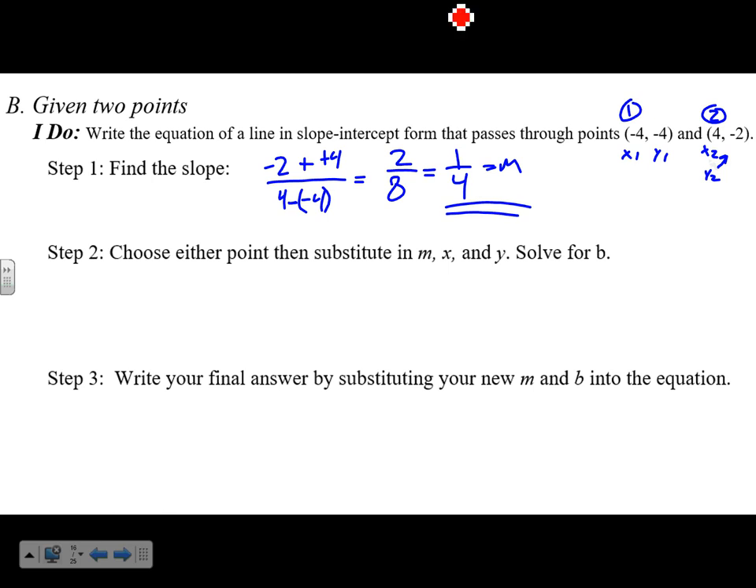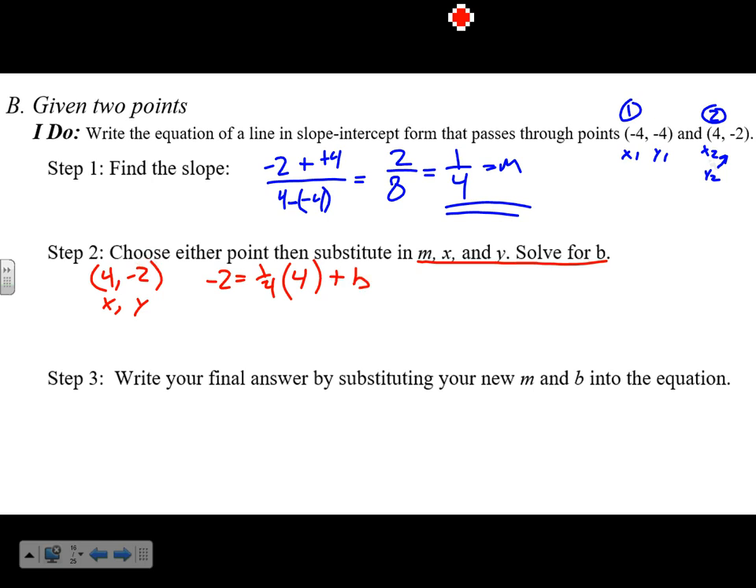So this is where you're going to have a couple different ways you can do this. This way, you can pick either of your points and substitute it in for your slope-intercept form. Let's do the second one because I think that'll be a little easier. 4, -2. Remember, that's your x and your y. So if we sub that in, your y is -2, your slope, we just said, was 1/4, and the x is 4, plus, we don't know what the y-intercept is.